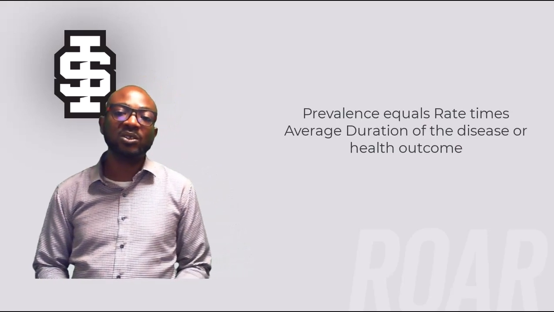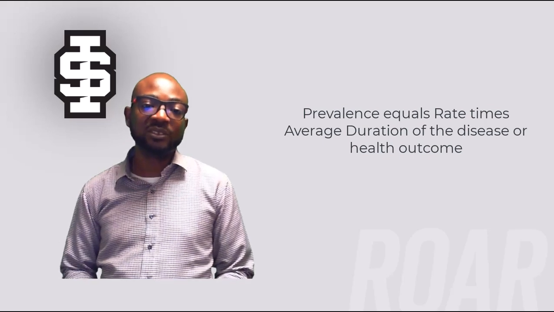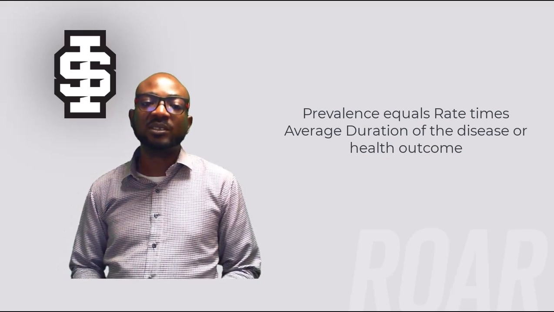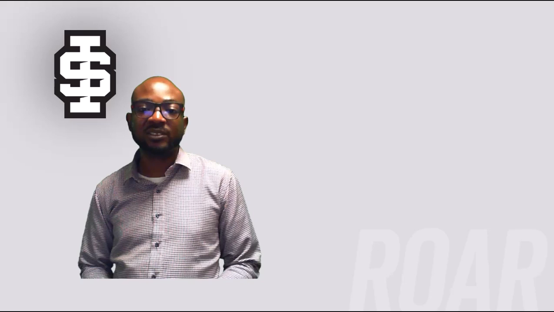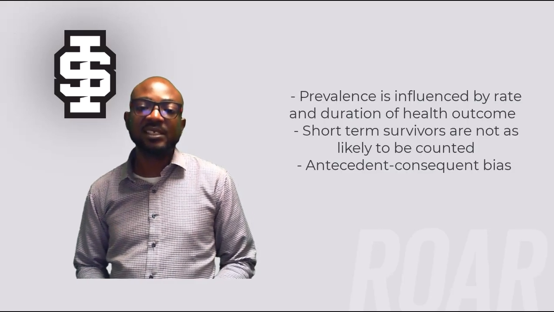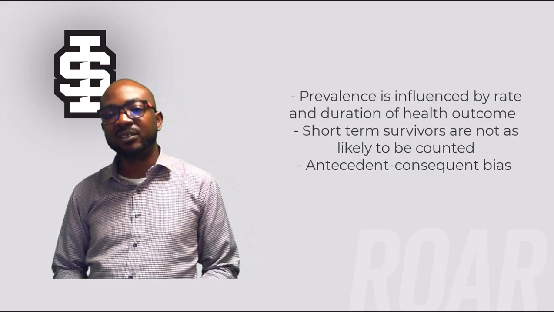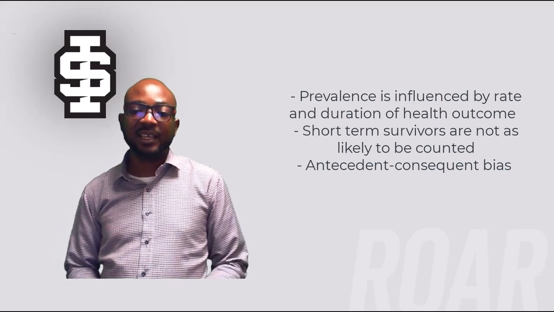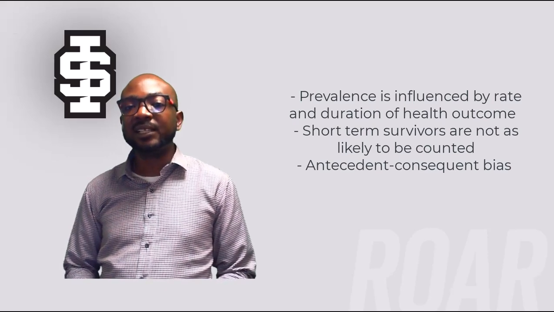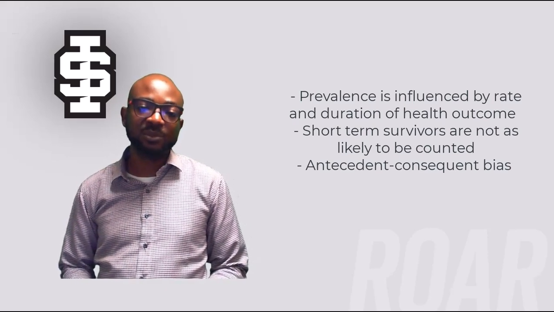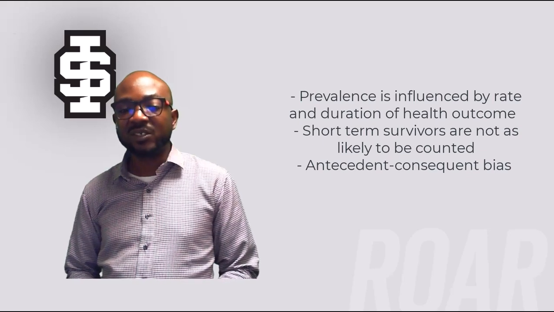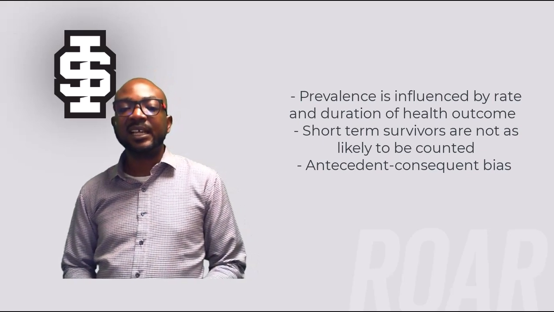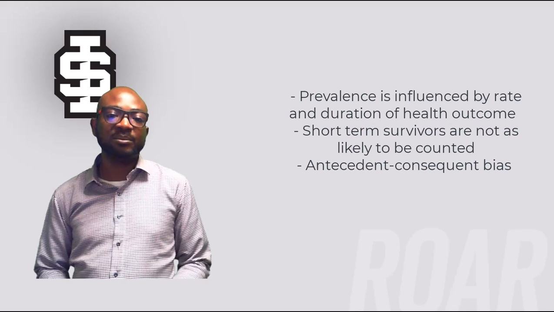Now let's look at how to conduct a cross-sectional study. Under steady-state conditions, prevalence equals rate times average duration of the disease or health outcome. There are some limitations of cross-sectional studies. For instance, the prevalence is influenced by the rate and duration of the health outcome. For example, people who survive longer with a health outcome or disease will be more likely to be counted in the numerator of a prevalence proportion. Short-term survivors are not as likely to be counted as they are by definition around for a shorter time.